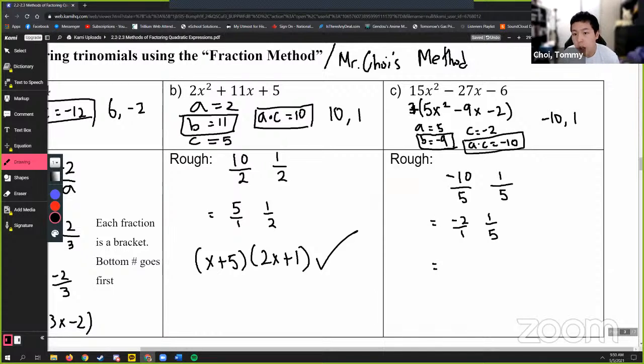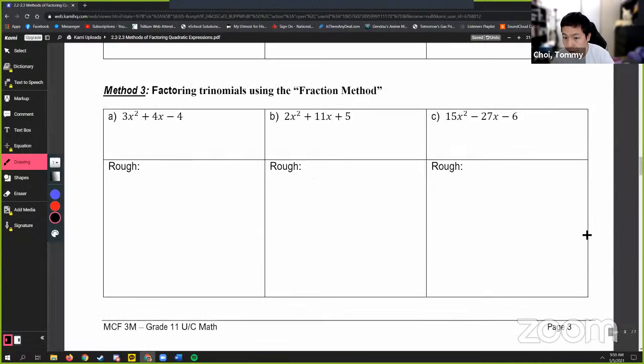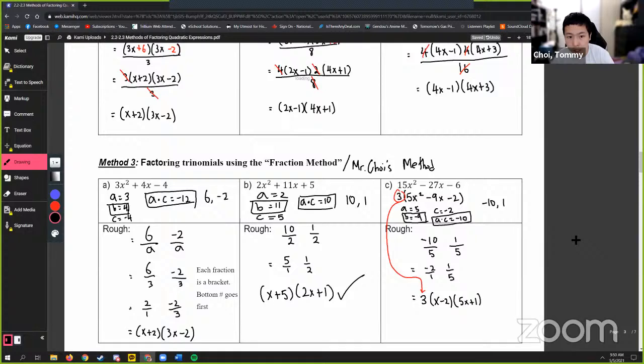We write down the brackets. We common factored first. So this needs to come down, and you need to write it down here, right? We common factored. Whatever you common factor has to be there at the end. Then you write out the two brackets. You get x minus 2 and 5x plus 1. And that would be your final answer. Okay. Any questions? So if you don't common factor first, your answers are going to be incorrect.